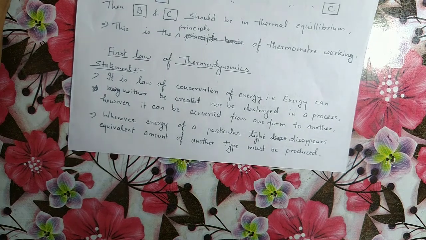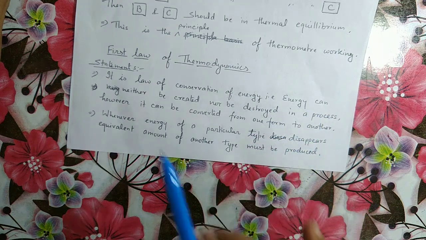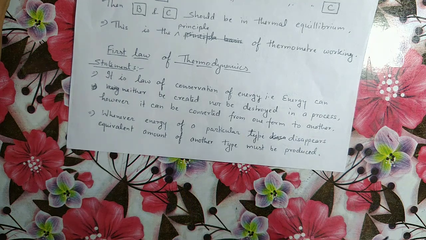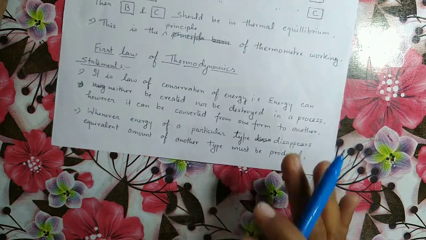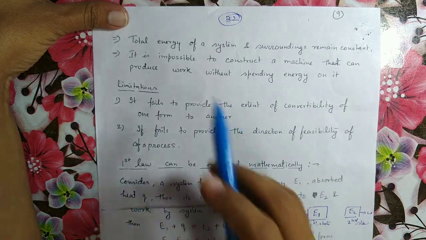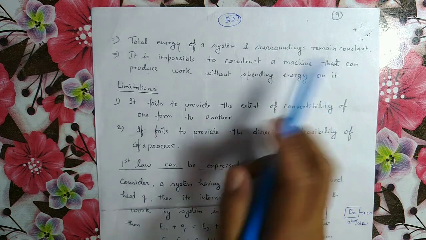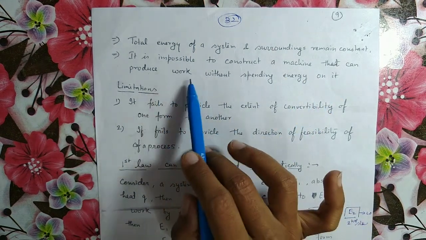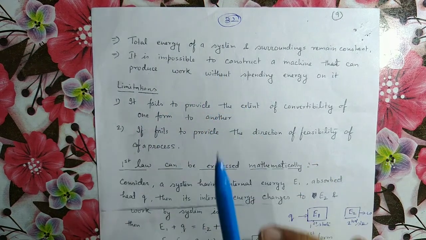What is the first law? It is the law of conservation of energy. Energy can neither be created nor be destroyed. Whenever a particular type of energy disappears, an equivalent amount of another type of energy must appear. The total energy of a system and surroundings remains constant. It is impossible to construct a machine that can produce work without spending energy on it. Right? These are some statements of the first law.